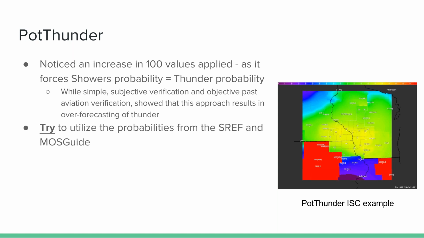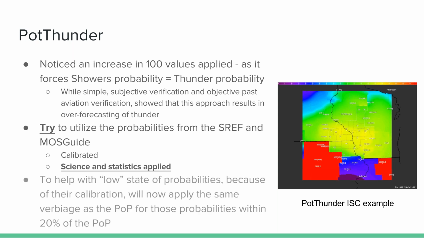And I think that to some degree is why there are these probabilities produced from the SREF and the MOS guide, to help give you maybe more detailed areas where thunder is more likely versus another. These probabilities are calibrated, and you have science and statistics applied. I'll actually go a little bit into the science aspect of the SREF ones. But as you all have seen, because of their calibration, there's another issue. They tend to be lower than what we like to normally utilize.